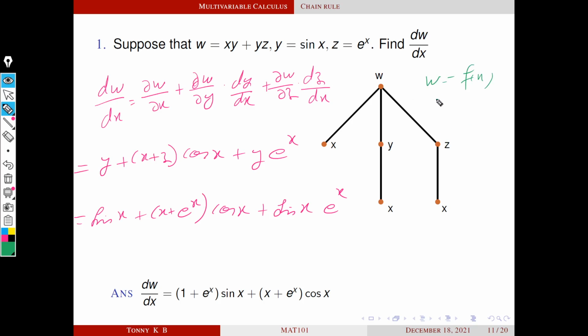But in general, this method is not easy, because in some situations the expression is very complicated, so the evaluation of the derivative from this type of relation is almost impossible.